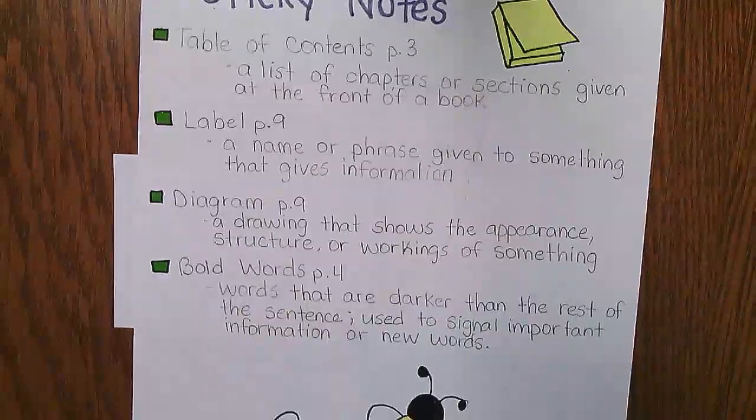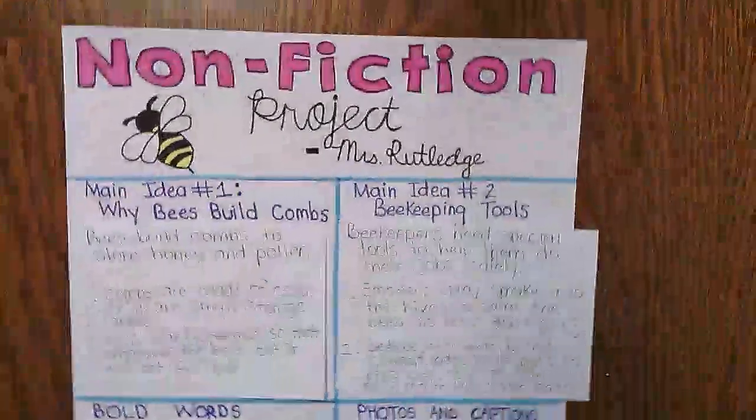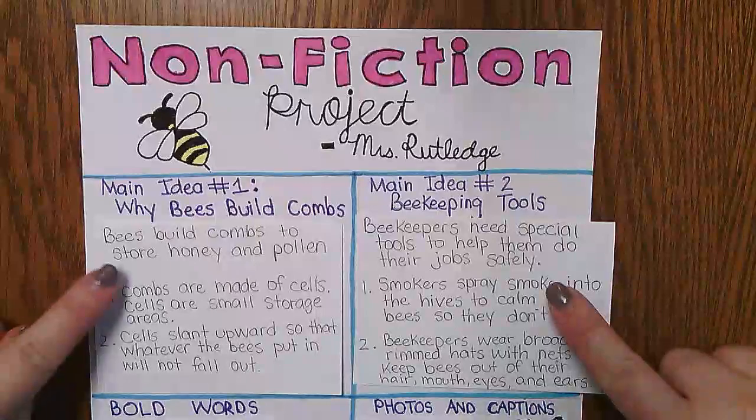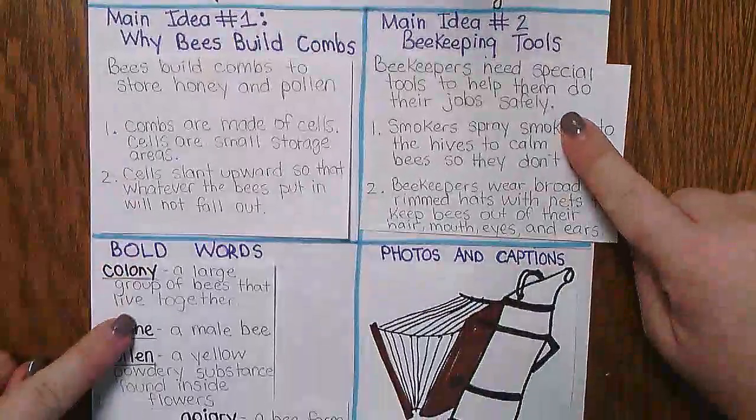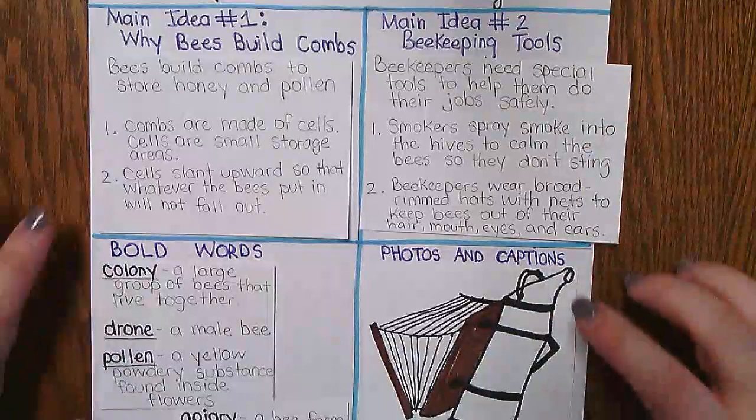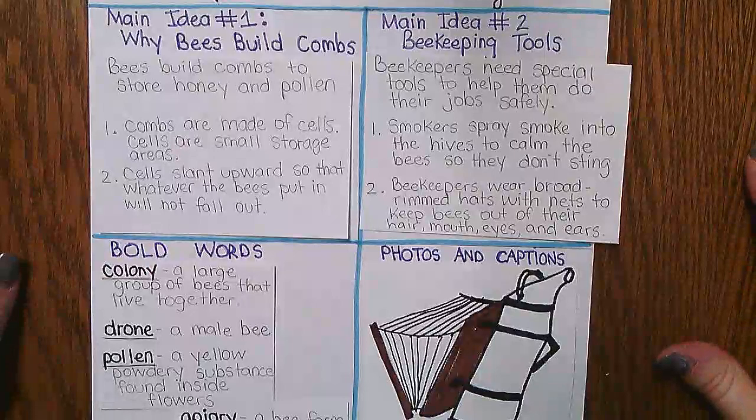Okay, so that was the very quick version of what I am expecting when you do your Flipgrid video. You're just presenting your poster, which by now has all of your information. It's colorful, it's organized, and it's easy to read. You've got 2 main ideas. You have bold words, you drew a photo and included the caption. You're telling me what you learned from all these different text features in your book.